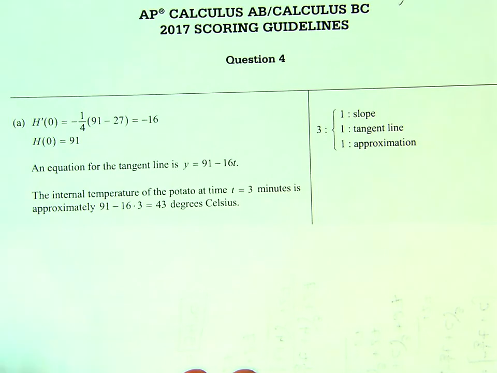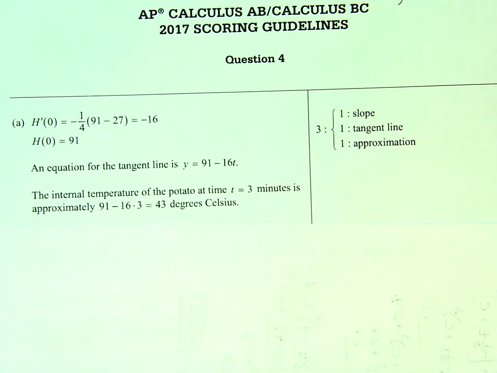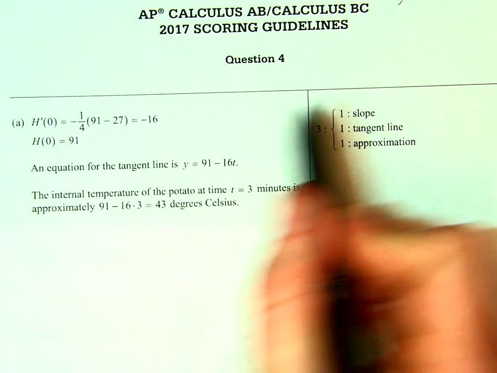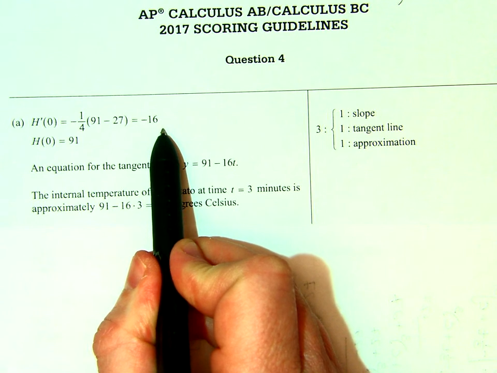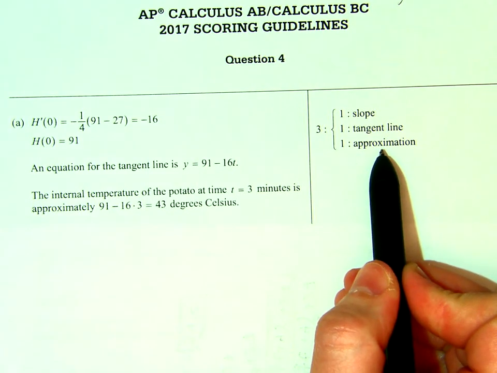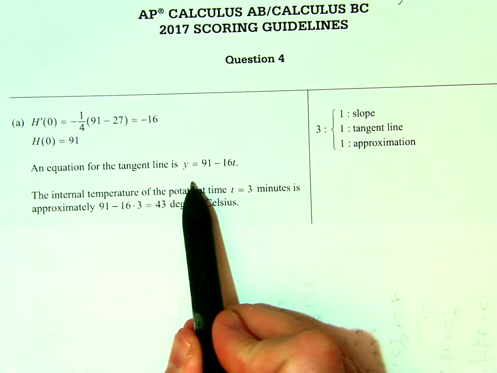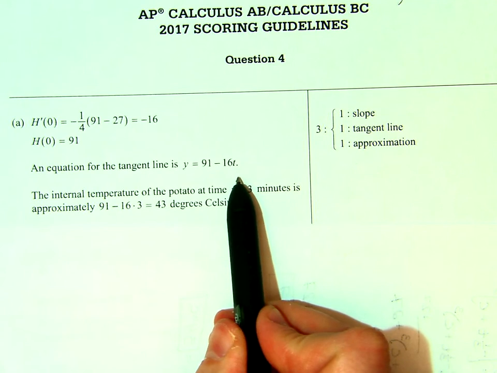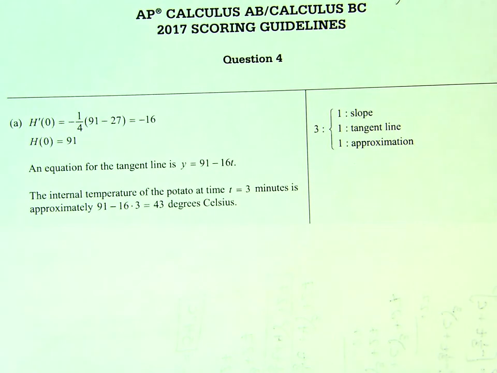Part A was worth 3 points. 1 point for getting that slope of negative 16. 1 point for being able to write the tangent line, y equals 91 minus 16t, or h equals 91 minus 16t. 1 point for plugging in your 3 and getting your approximation to be 43 degrees Celsius.